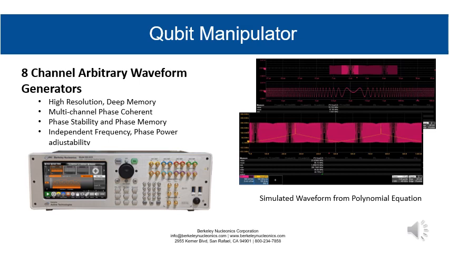The latest Berkeley Nucleonics ARB, the model 685, offers performance features well suited for quantum computing applications. Most notably, this unit is the only ARB available with a high output amplitude, 5 volts, at the speed and bandwidth offered. Typical units at 6 gigasamples per second, 16 bits, are often limited to 1 volt.